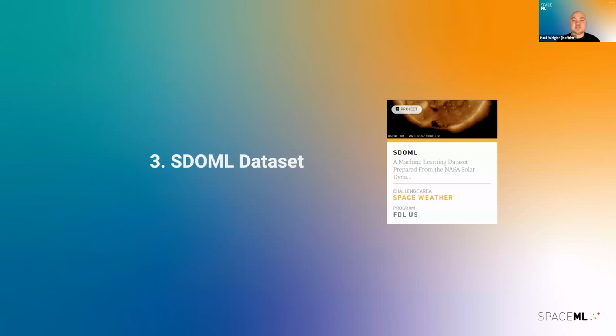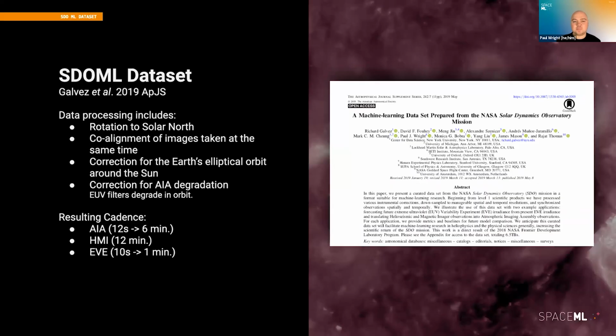To address the issues that we mentioned in the previous slides, we present the SDOML Dataset. The SDOML Dataset includes data processing such as rotation of images to solar north, co-alignment of images taken at the same time, correction of the Earth's elliptical orbit, and correction due to AIA degradation. This last point is important, as we know that the degradation of EUV filters in space occurs over time. This reduces the apparent brightness of the sun.